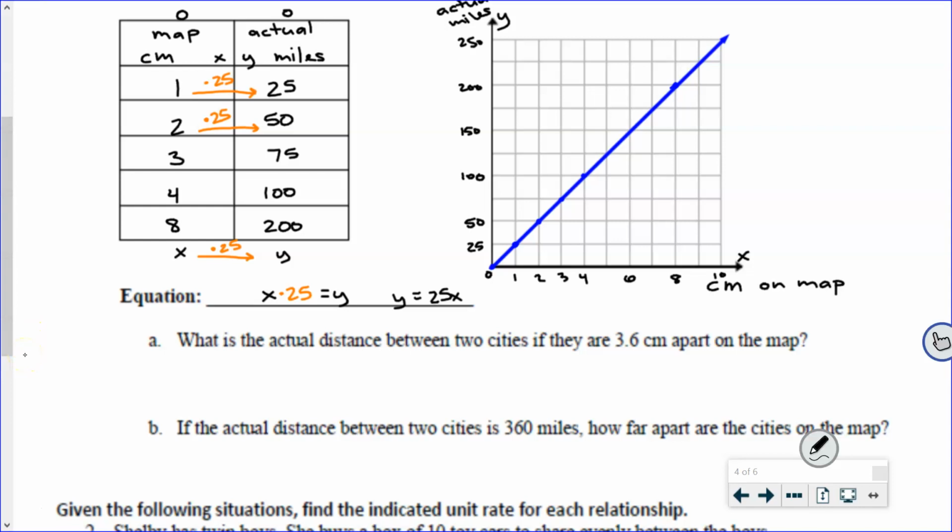Okay, and voices off. Please come back and share your thoughts. How do I use the work that we've already done to help me answer this question about 3.6 centimeters apart?